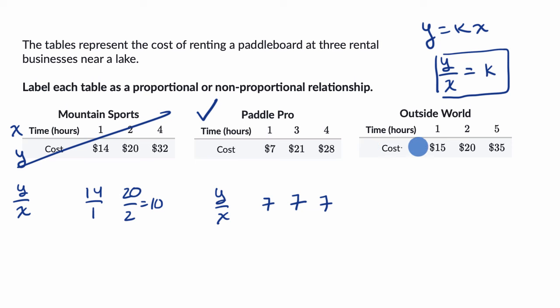Keep doing y divided by x. 15 divided by 1 is 15. 20 divided by 2 is 10. 35 divided by 5 is 7. Definitely not proportional. So only Paddle Pro is proportional.